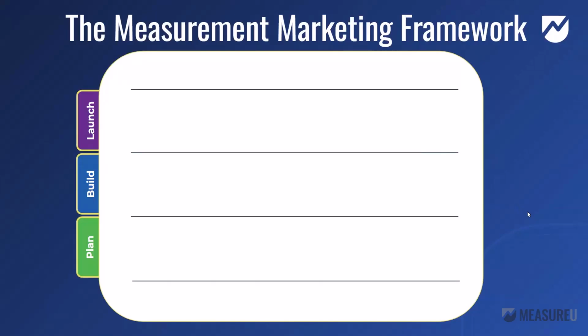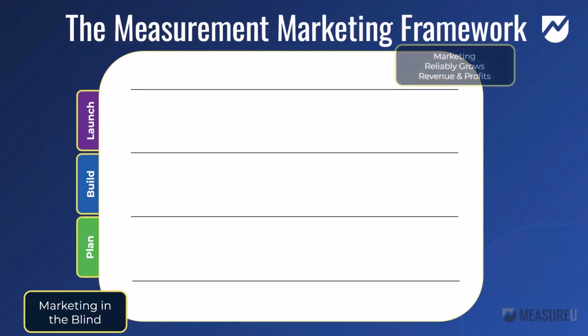So inside your measurement marketing framework, everyone starts out in the blind. They don't know what is working and what is not working. They want to be able to reliably grow their revenue and profits, meaning they want to know what action to take to make things work the way they're supposed to. But a lot of us are in the blind. We don't know what exactly is working. And here are the foundational things that you need to do: plan, build, and launch.